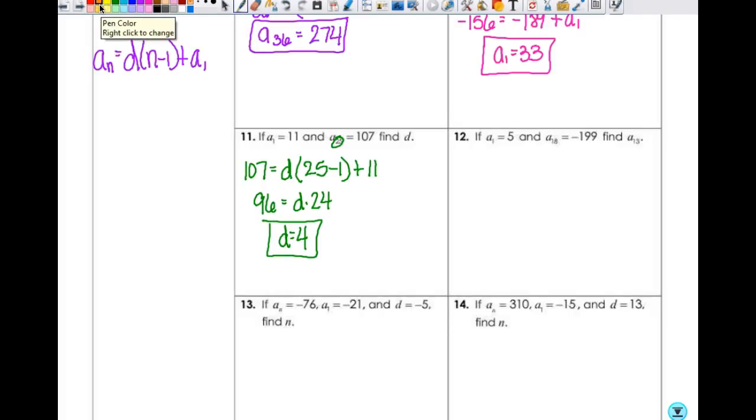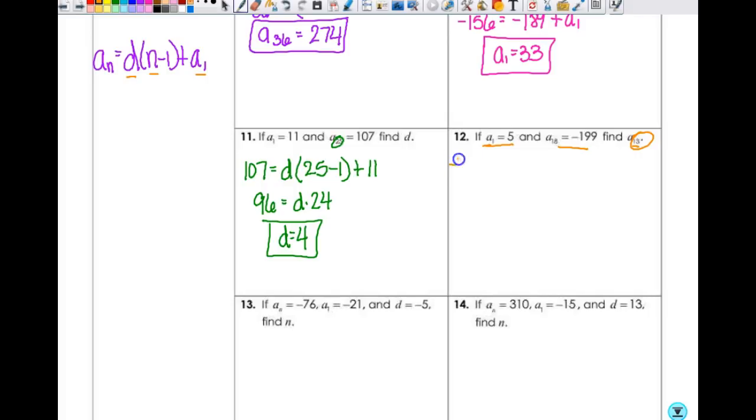This one asks me for A13. All right, well, in order for me to find that, using this, I have to know D, N, and A1. Well, I got A1, I got N, it's 13. I don't know what D is, so I have to find that first. In order for me to find that, I'm going to have to use these two pieces of information and basically do what I just did right here.